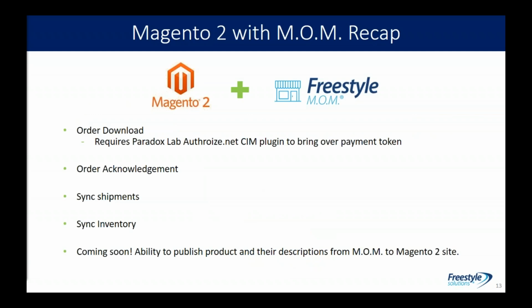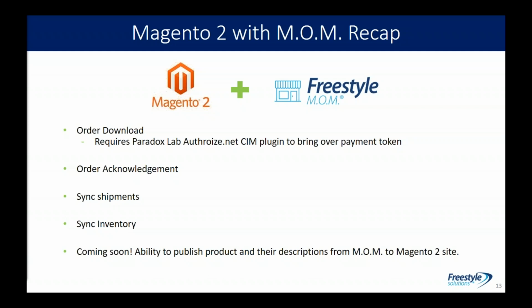So again, just to recap what we saw. The order download does require that paragraph flag. Make sure you get the Magento 2 version. We do have a Magento 1 version, but if you are planning to use that, get the Magento 2 version. We saw the acknowledgement, and that's done so that we reduce the duplication coming into the system, but also enhance the performance, because now every time we pull orders from Magento, we're only looking for the specific ones, not every order that's not been completed.